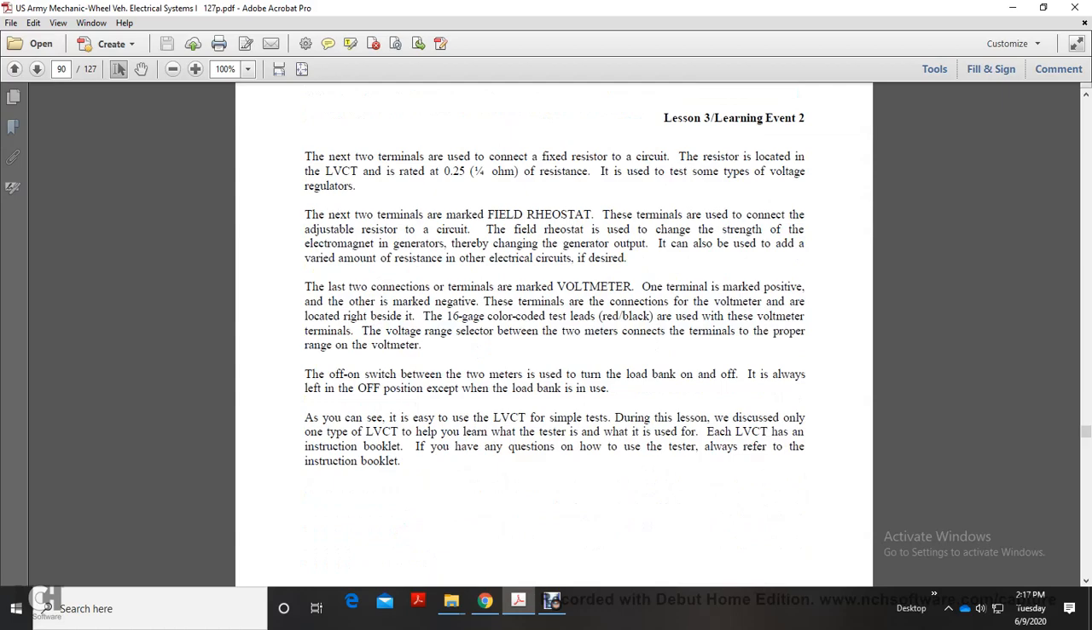The next two terminals are used to connect the fixed resistor of the circuit. The resistor located in the low voltage circuit tester is rated at 0.25 of an ohm of resistance and is used to test some of the voltage regulators.